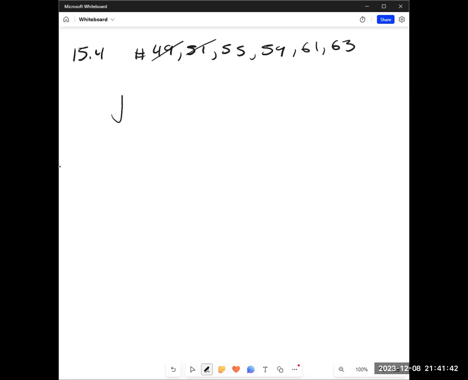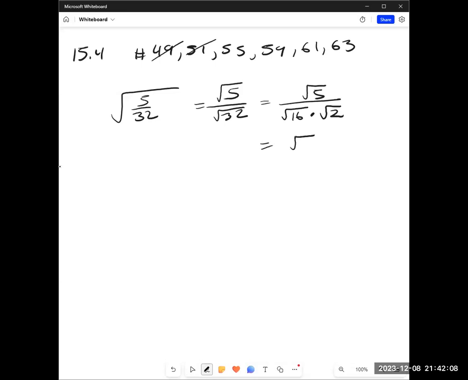Now let's look at the square root of 5 divided by 32, all inside a big square root sign. We're going to break that down with our property that we talked about in our last video to the square root of 5 divided by the square root of 32. Square root of 32 breaks down into the square root of 16 times the square root of 2. So this is the square root of 5 over 4 times the square root of 2.